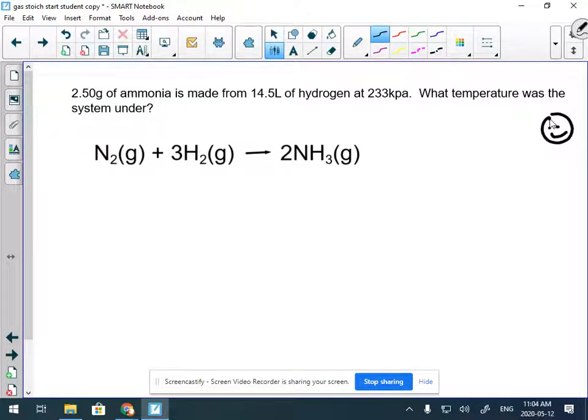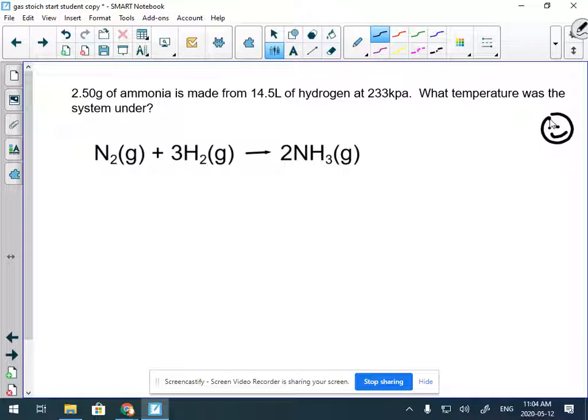Hey, we're back with round 2 of gas stoichiometry. I'm just going to do another 2 problems that show the differences between gas stoich and solution stoich. Here's the question. We've got 2.5 grams of ammonia that's made from 14.5 liters of hydrogen at 233 kilopascals. What temperature was the system under?